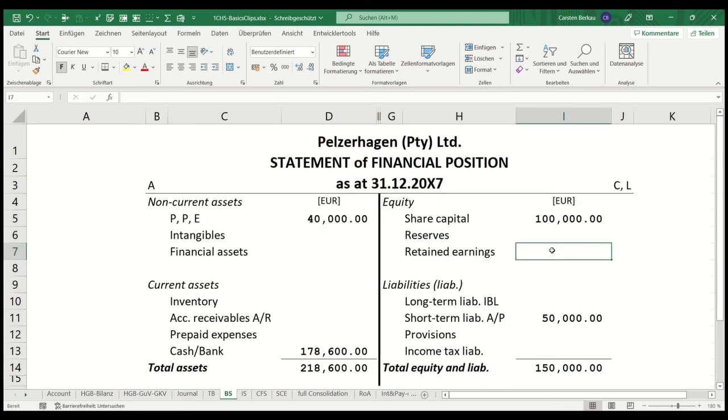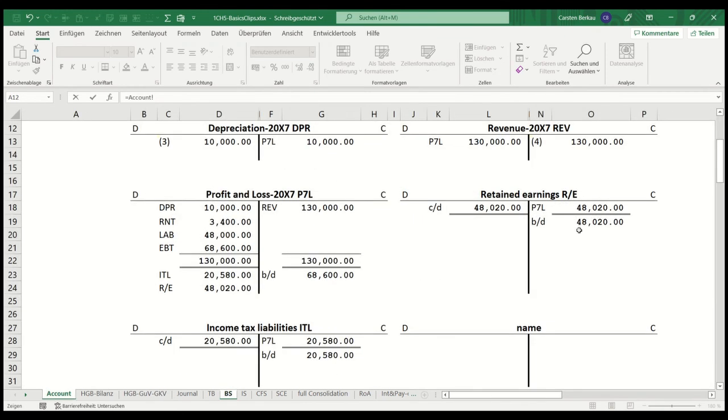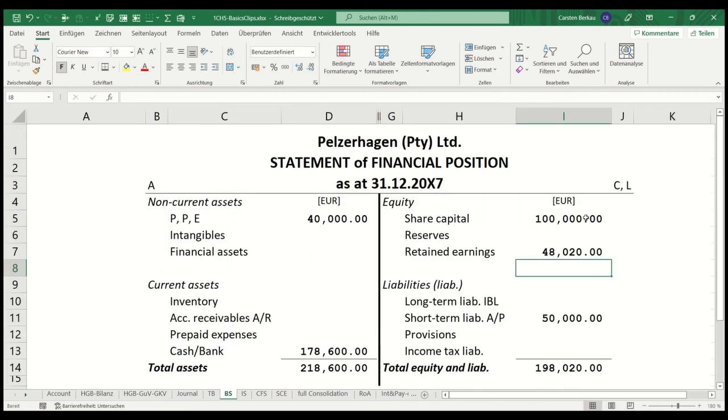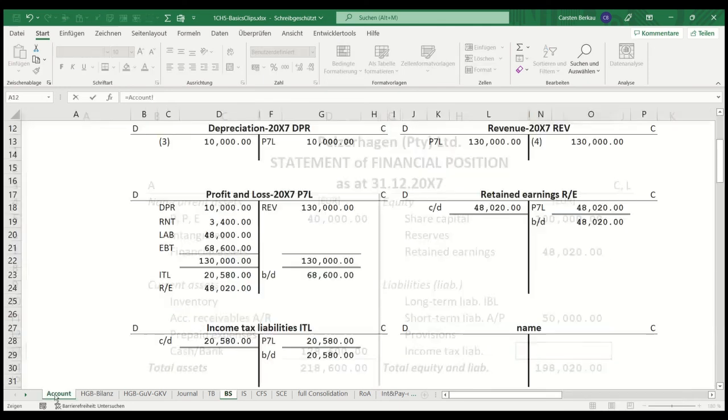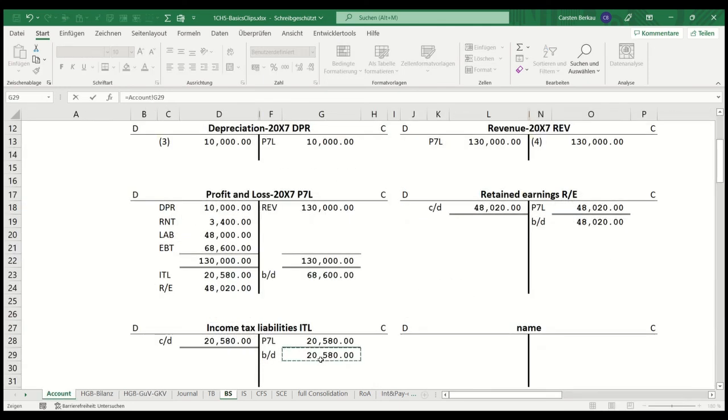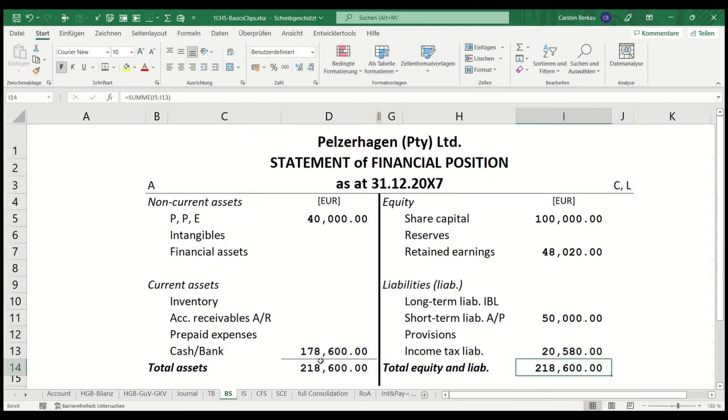On the balance sheet, we have to disclose the retained earnings, as they have been recorded in the retained earnings account, 48,020. The income tax liabilities are taken from the account. As we can see, the total of assets is the total of equity and liabilities. Now that you have seen the video, take the textbook and study the case.